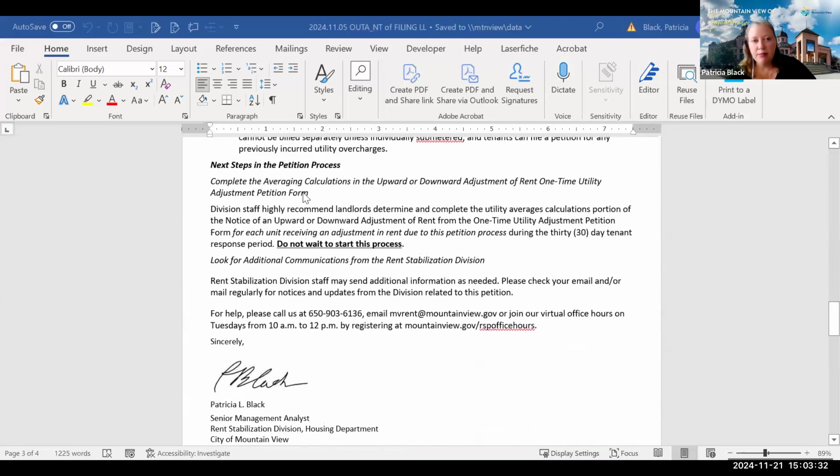So your next step is to complete the averaging calculations for upward or downward adjustment of rent. What does that mean? That means that you need to get the utilities for each unit as they were provided to your tenants from the utility service provider. So from RUBS, you need to get the bills for each and every unit from July 1st of 2023 through June 30th of 2024. And then you're going to fill out this little handy dandy form. I'm going to share this form with you as well.